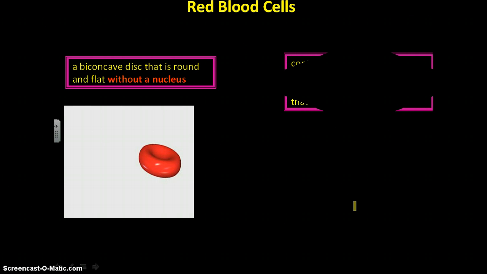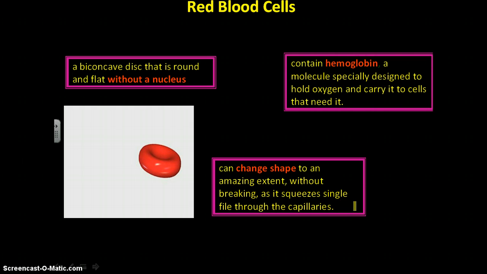So red blood cells, that's probably the most well-known component of blood. They're basically this disc, looks almost like a 3D donut, as you can see in the picture. They contain hemoglobin. Hemoglobin is actually what makes them red, and it's a molecule specifically designed to hold oxygen and carry it to cells that need it. They can change shape to an amazing extent without breaking, as they squeeze single file through the capillaries.